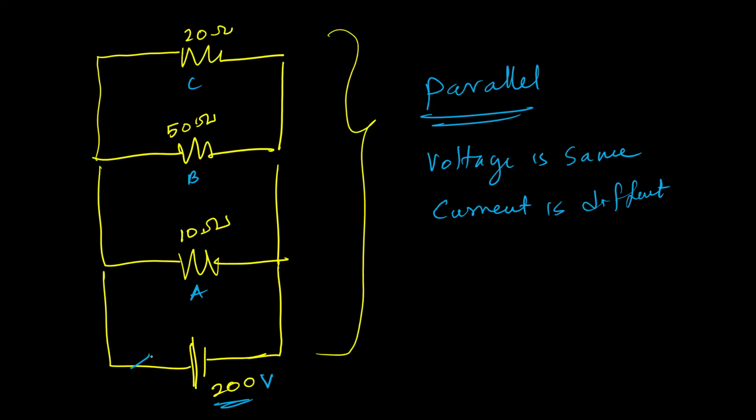The main current, I total, will come like this. And a part of I total will go this way, that is considered as IA. The remaining ones will go, and out of that a part will go to this part, we call it IB. And then the remaining ones will go as IC.